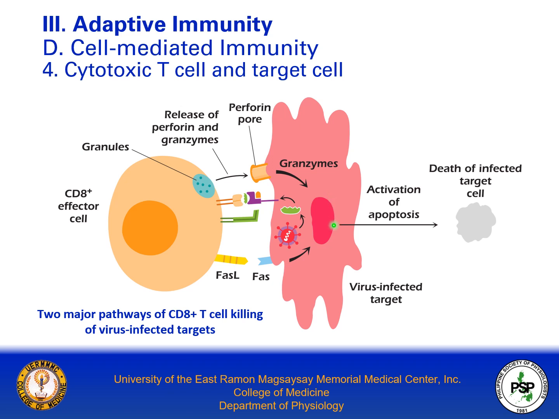A second pathway occurs via interaction of the molecule FAS-L expressed on cytotoxic T cells with FAS that are expressed on many host cells. This interaction causes sequential activation of caspases. This is a set of proteolytic enzymes found inside target cells. And this causes cell death within hours.